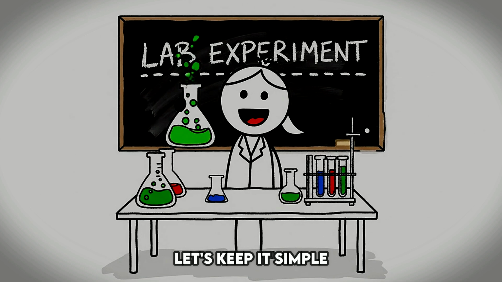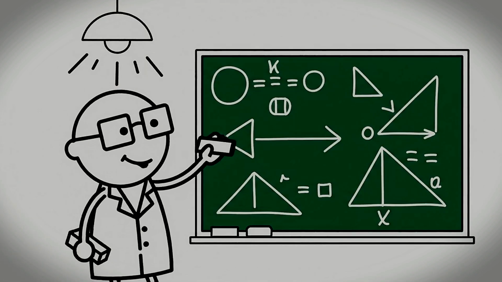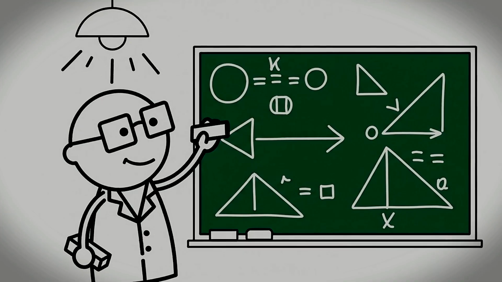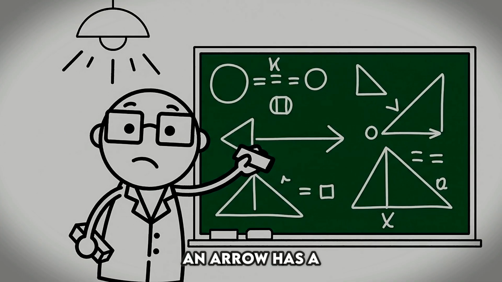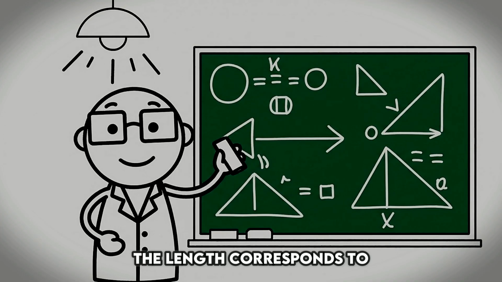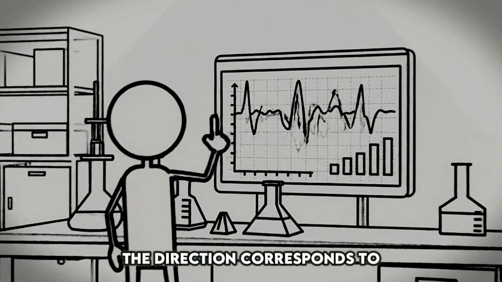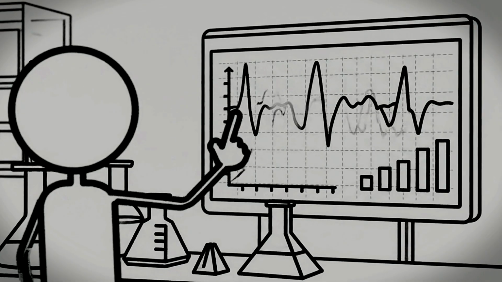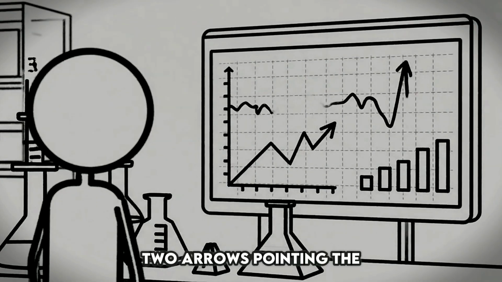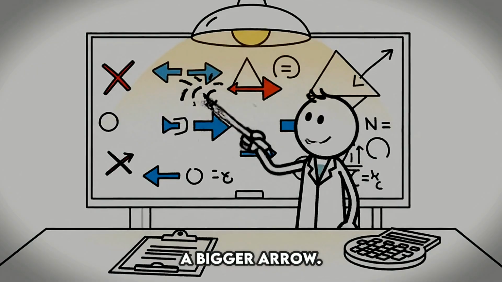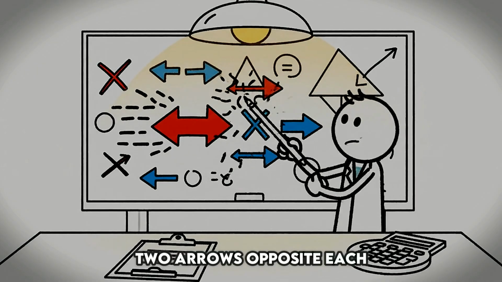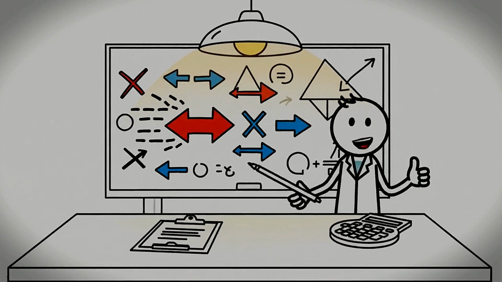So let's keep it simple and visual, like Feynman did. Think of an amplitude as an arrow. An arrow has a length and a direction. The length corresponds to how strong that contribution is. The direction corresponds to something like a phase, the timing information. Two arrows pointing the same way add to a bigger arrow. Two arrows opposite each other cancel.